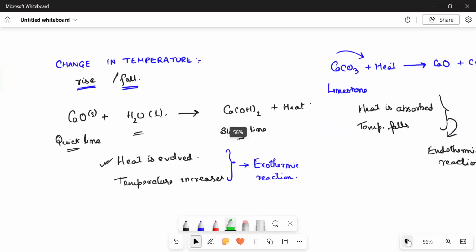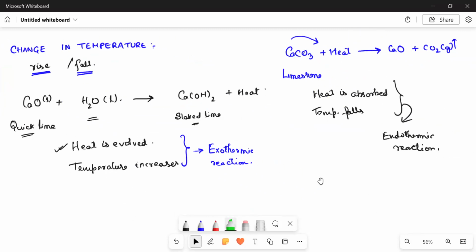आते हैं अभी हम लोग नेक्स्ट पार्ट पे, चेंज इन टेम्परेचर। चेंज इन टेम्परेचर पे दो चीजें होती हैं, right, there are two things that are happening when it comes to change in temperature, either there can be a rise in temperature, there can be a fall in temperature. तो राइज होने से क्या होगा, फॉल होने से क्या होगा, तो दोनों को देखते हैं। क्विक लाइम को मैंने पानी में ऐड करा, what did I get, I got slaked lime and then some amount of heat was released.